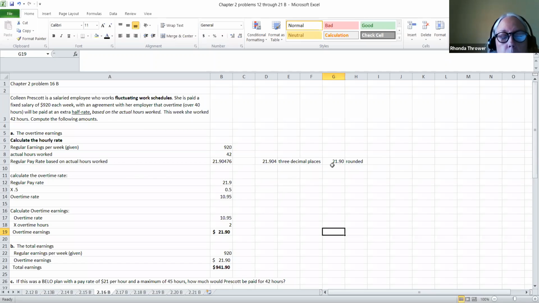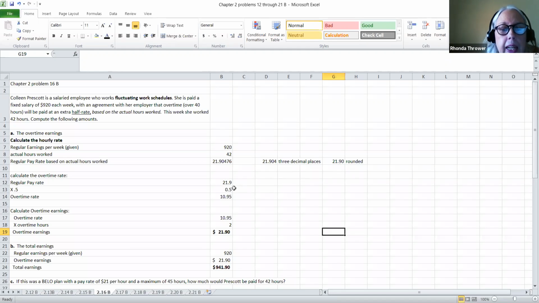What they want you to do is to round to 2 decimal places for the hourly amount worked. So technically, if you looked at this, the 2 decimal places is 21.90 because this 4 is not more than 5. But if you carried it out, we really should have rounded this up a penny is what I'm saying. But in Cengage, if you do it that way, they don't like it. So carry it out 3 places because this 4 is not more than 5. You got to leave it at 21.90.